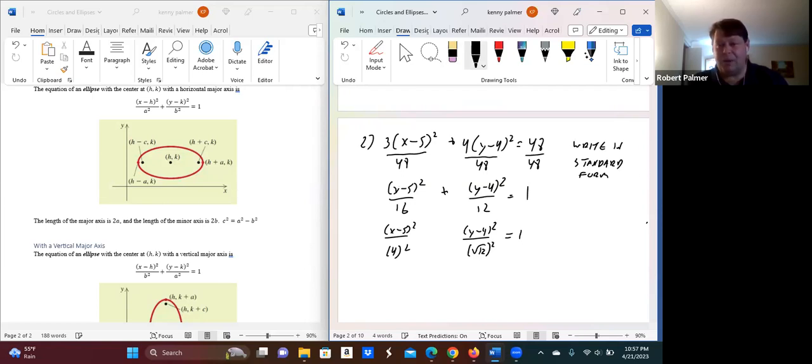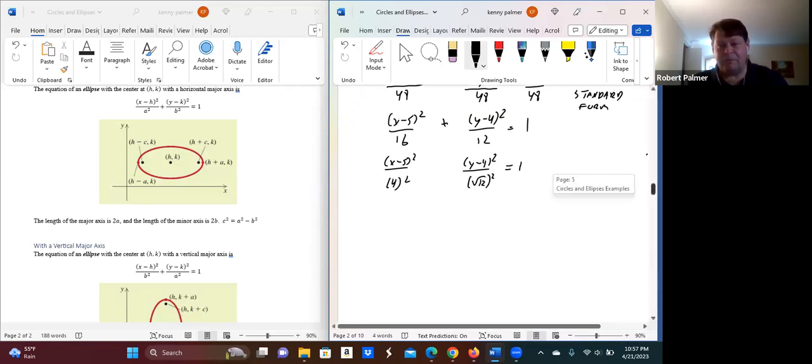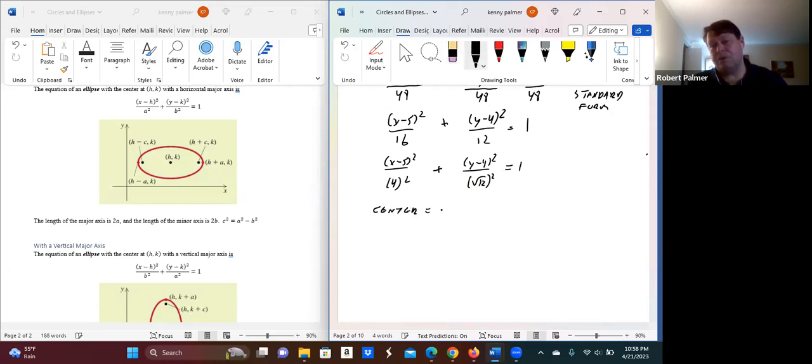Okay. Now, let's write down what we have. It looks like one of these. In fact, since 16 is larger than 12, we know this is a horizontal axis. So let's write down a few things. So H, the center, is equal to H and K.